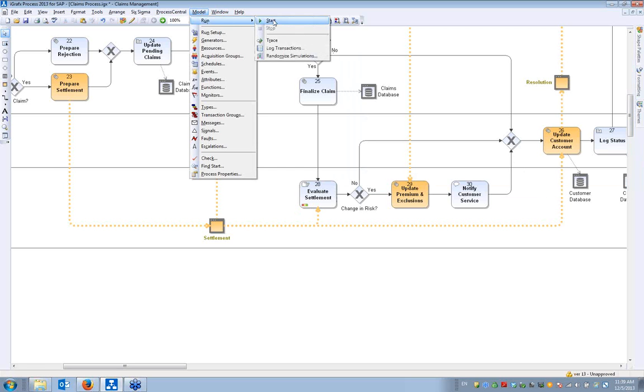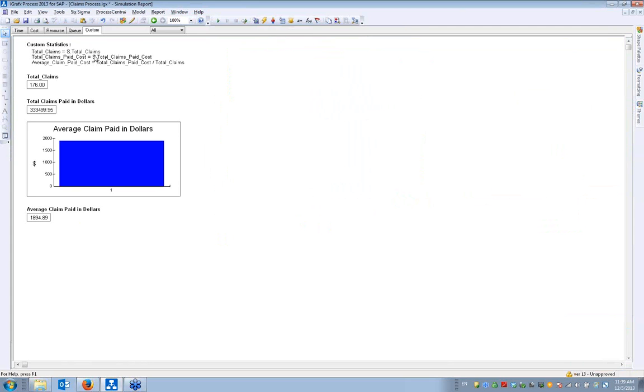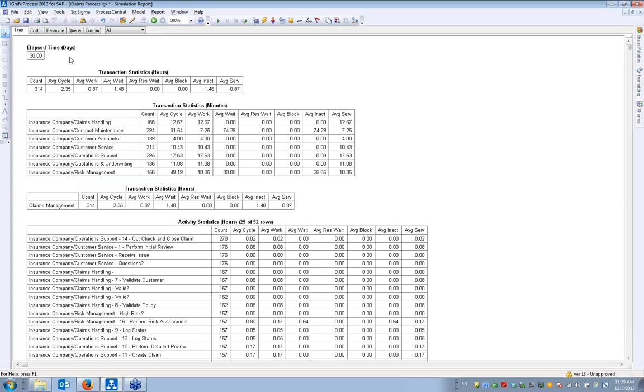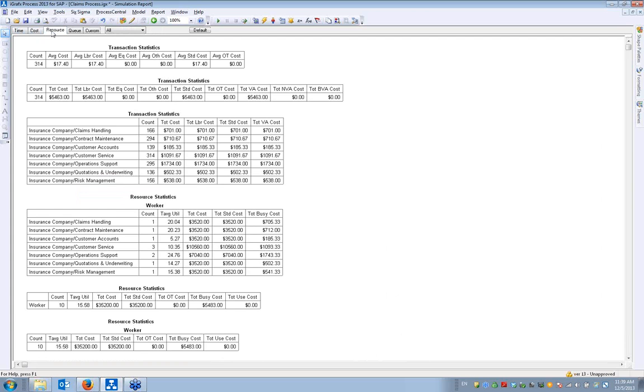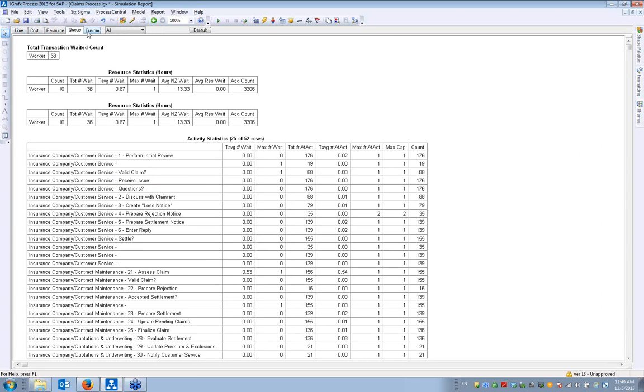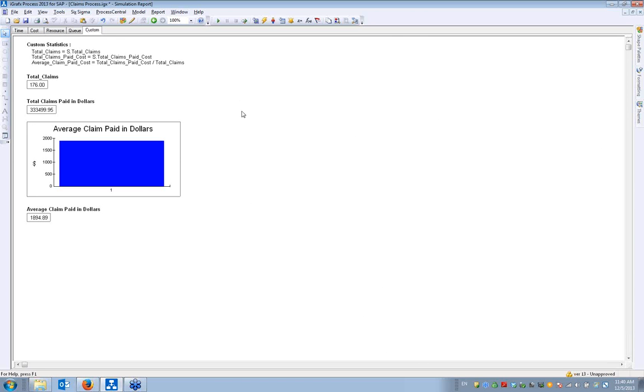And I just do that by running the start command. And that produces a report that I can check against real-life statistics to verify and confirm that I built a model that I can use for what-if analysis and simulation. For example, that average number of claim in dollars, that matches what we're seeing in real life.